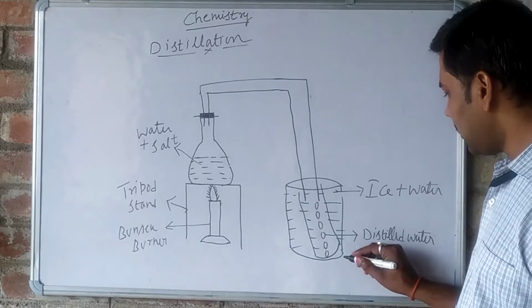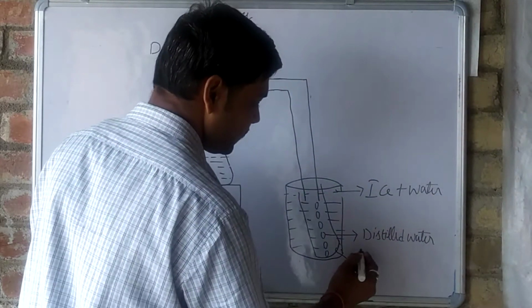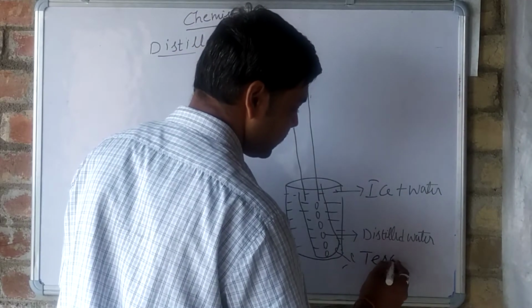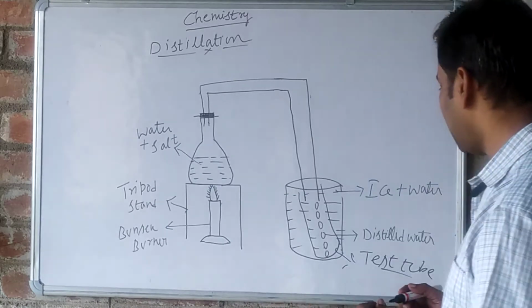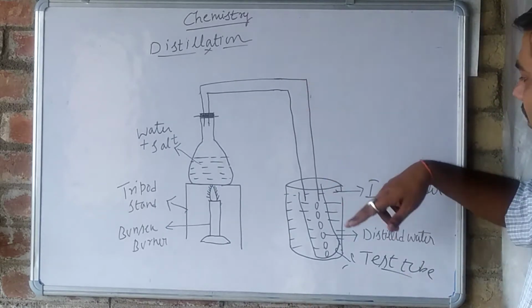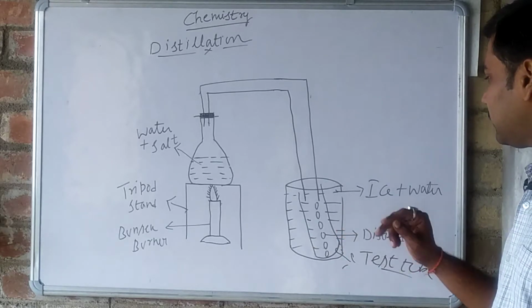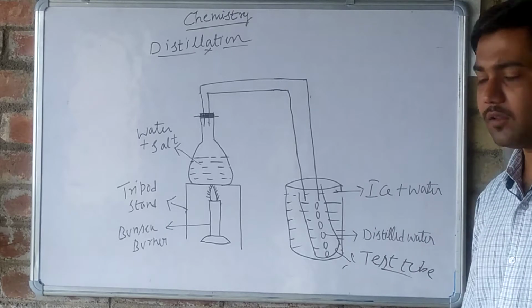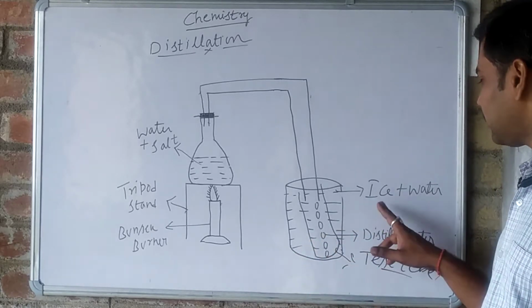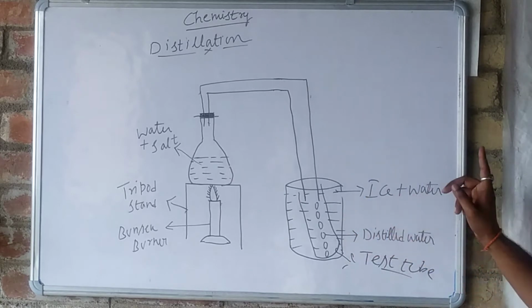This is a test tube. So this pipe is placed on the test tube, and that test tube is placed in a container. That container contains ice and water.